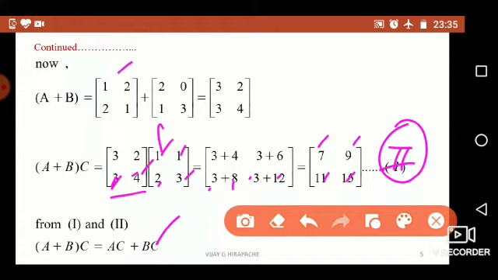AC plus BC. Dear student, this is an important question. It was given in the 2014 March examination.